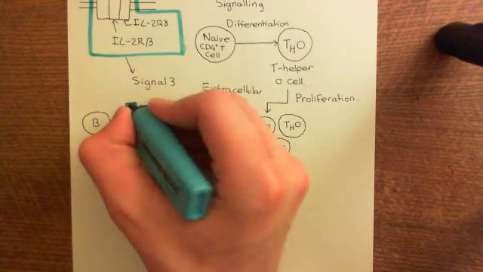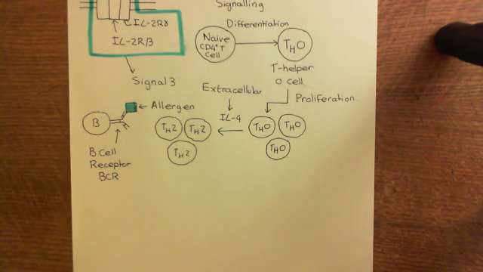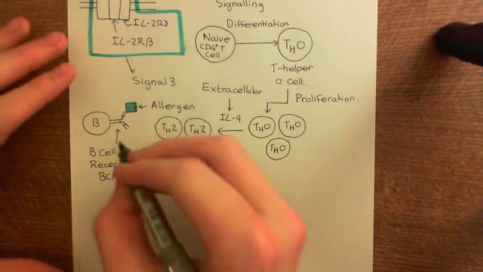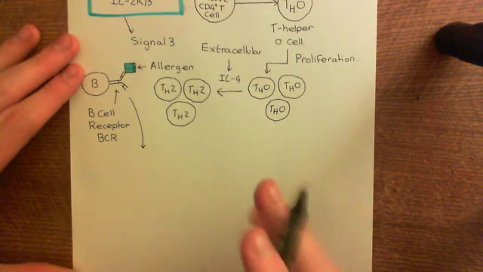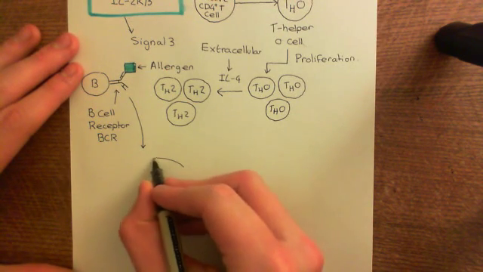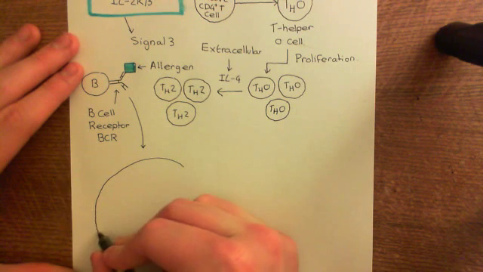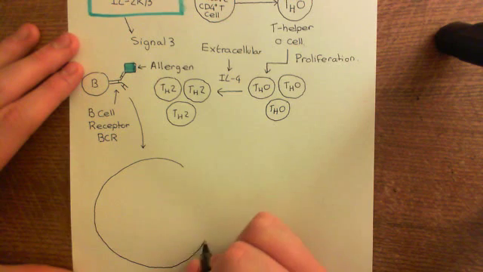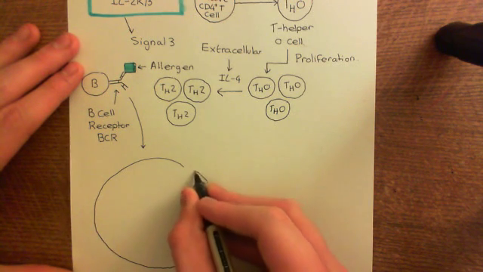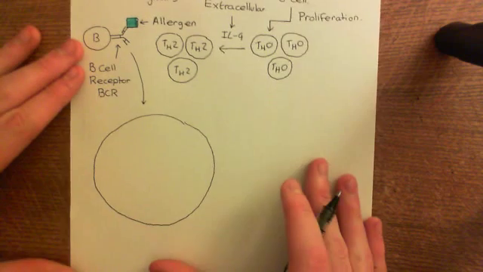Okay, so here is the allergen. It's now bound to the antigen binding region of the B cell receptor. We've searched long and hard, found a B cell that has a complementary B cell receptor to the allergen. Now what's going to happen? Well, we're going to have to draw a big picture for this. The B cell is going to internalize that entire receptor. It's not going to phagocytose it, forget I said that, it's going to endocytose it. Receptor-mediated endocytosis is what's going to happen.